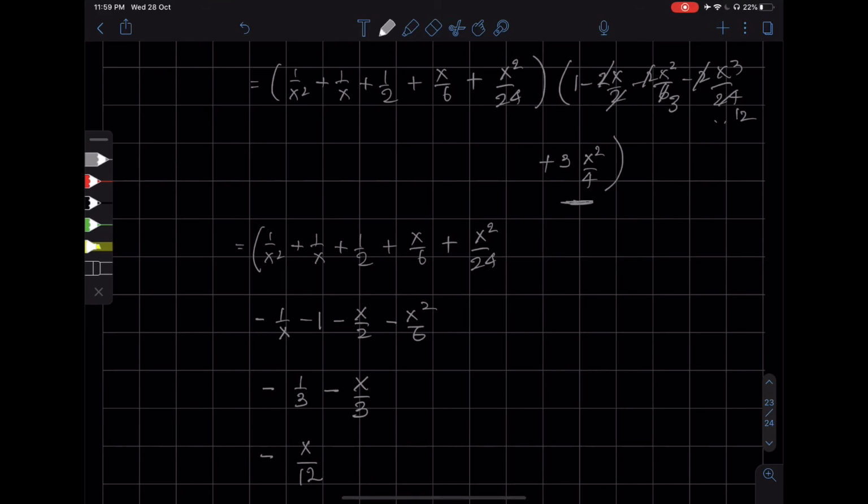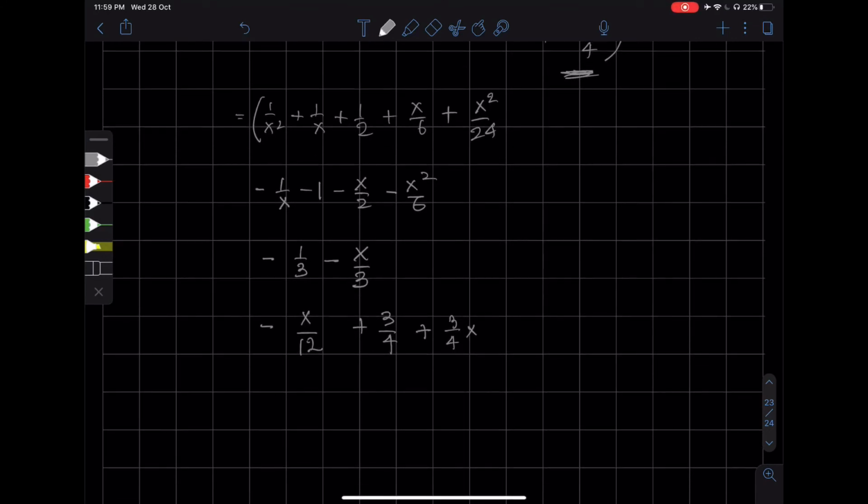And this guy then multiplying this first thing is going to give me plus 3/4, and it will multiply this second term to give me plus 3/4 of x, and then I'm going to get an x squared term. So this is all I need. So I don't need the x squared term, so I'm going to erase that. I'm also going to erase that.